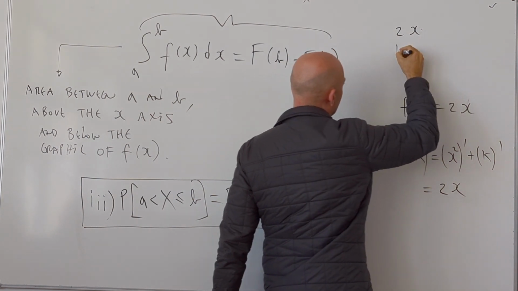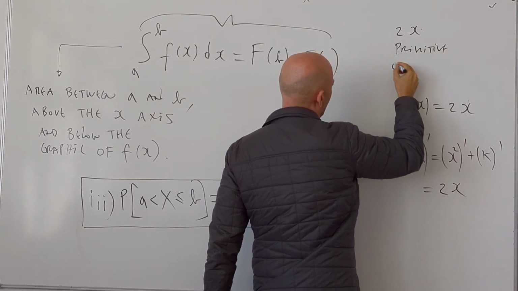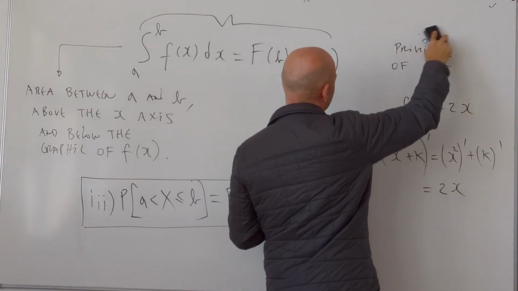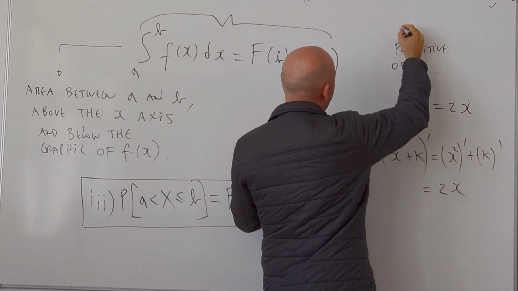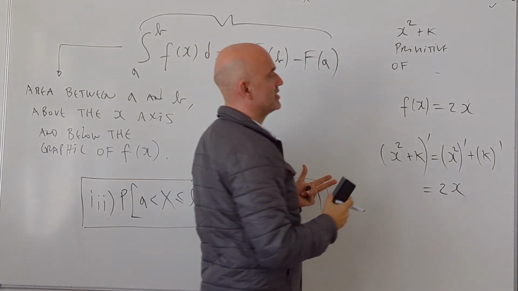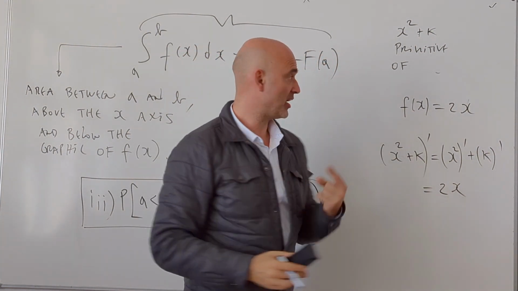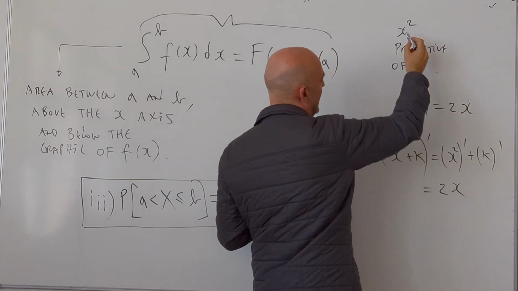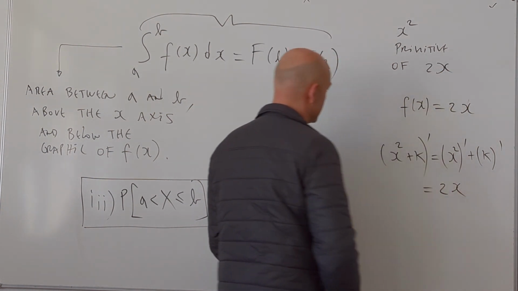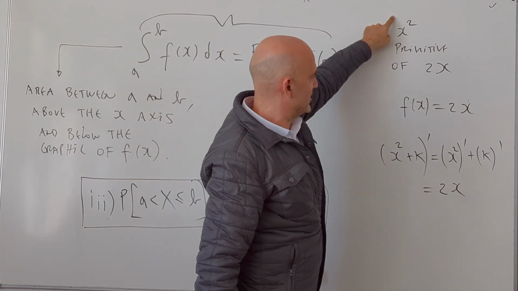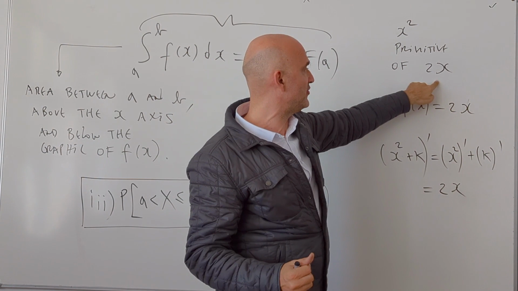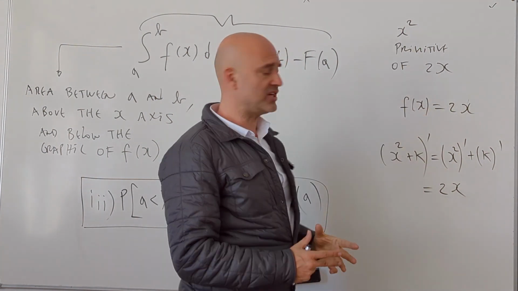So, if I said to you that 2x is the primitive of x squared, for example, I'm changing, it's the opposite. The x squared plus k, but I can drop the k, because if I want only one primitive, I can drop the k, and I can say that x squared is primitive of 2x. And when x squared is primitive of 2x, 2x is the derivative of x squared. So the relation is very simple.